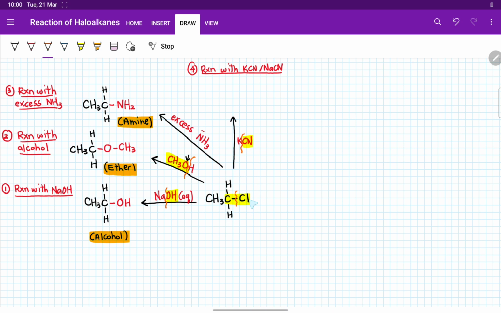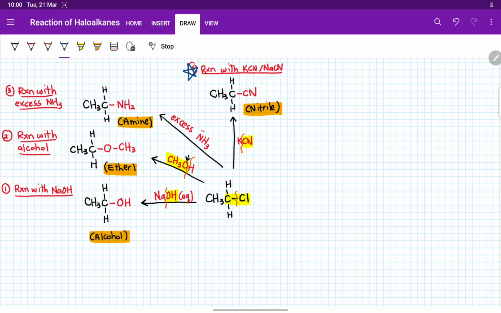Jadi, macam mana kita nak sambungkan kepada kita punya alkyl group? So, kita akan sambungkan pada carbon. Okay, so CN dekat sini. So, now, for this one, the class of compound yang kita akan dapat adalah nitrile compound. Dan, for this reaction, I want you to star the reaction over here.